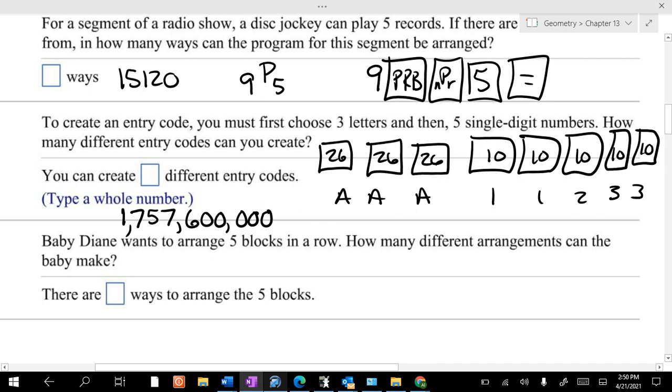Who would be trying to put out that there are 1,757,000,000 combinations to this, so it's super secure? The people marketing this little entry code thing, right? They'd say, hey, this thing is so secure that once you put in this, there's a 1 in 1,757,600,000 chance that somebody's going to guess the entry code. That's how secure it is.